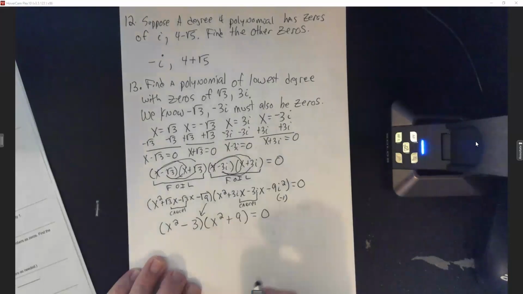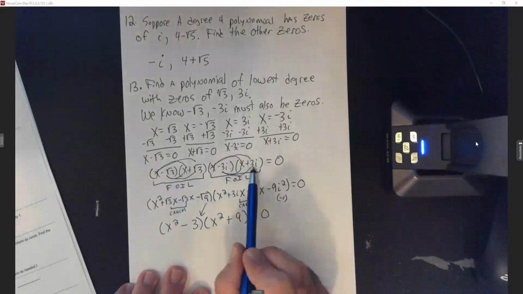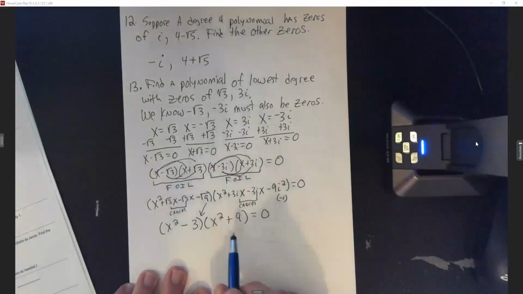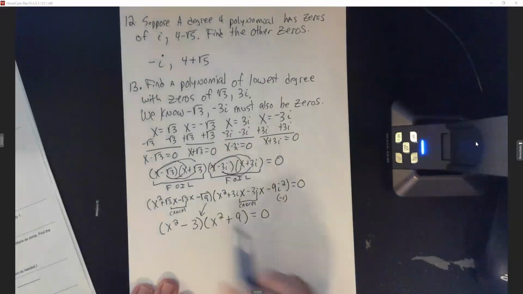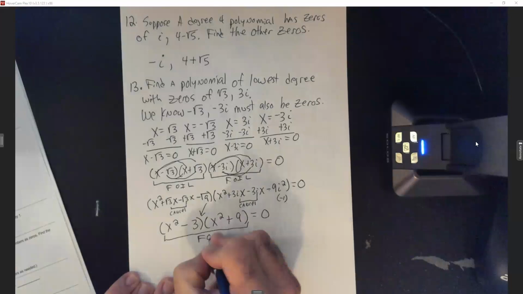So check this out. When you multiply conjugates of radicals, they always end up negative. When you multiply conjugates of imaginary numbers, they always end up positive. All right, guess what we're going to do now? Those 2 things will now get FOILed for my final answer.